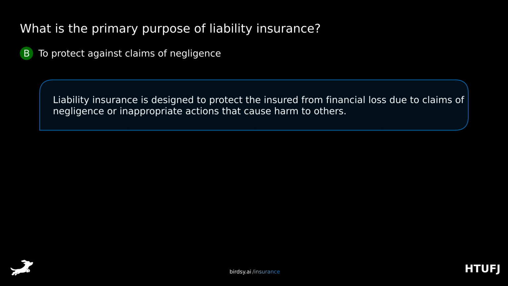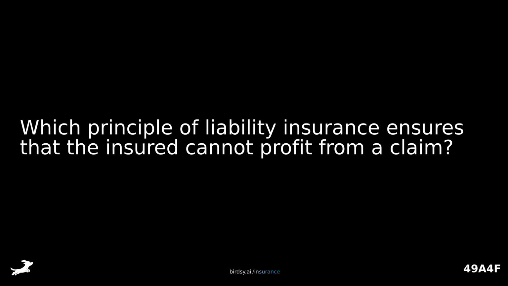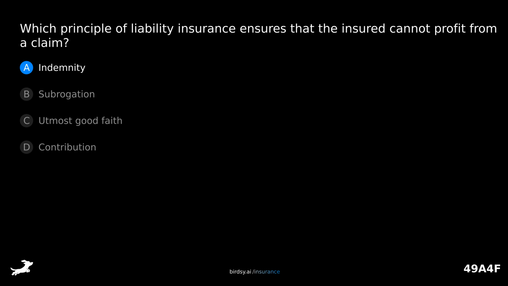Liability insurance is designed to protect the insured from financial loss due to claims of negligence or inappropriate actions that cause harm to others. Which principle of liability insurance ensures that the insured cannot profit from a claim? Is it A, indemnity, B, subrogation, C, utmost good faith, or D, contribution? The answer is A, indemnity.